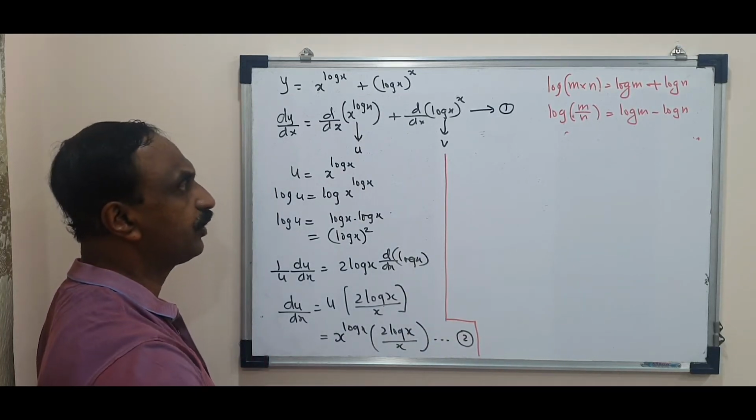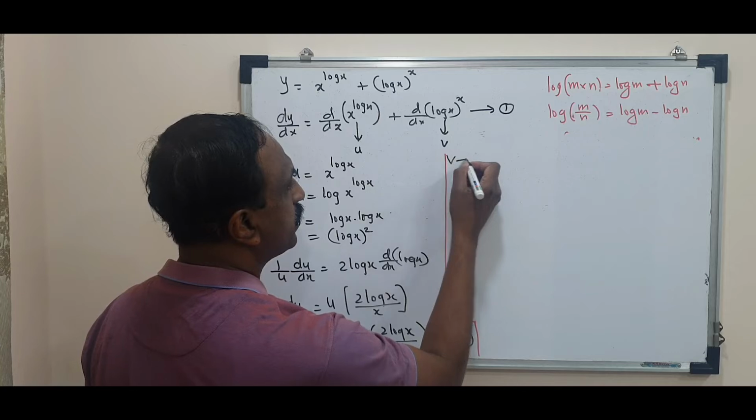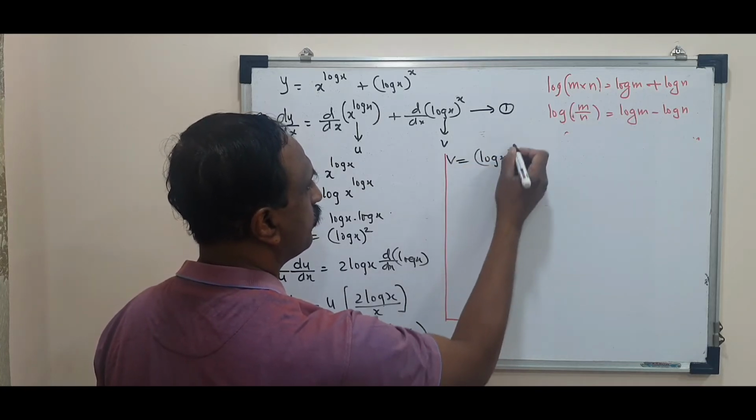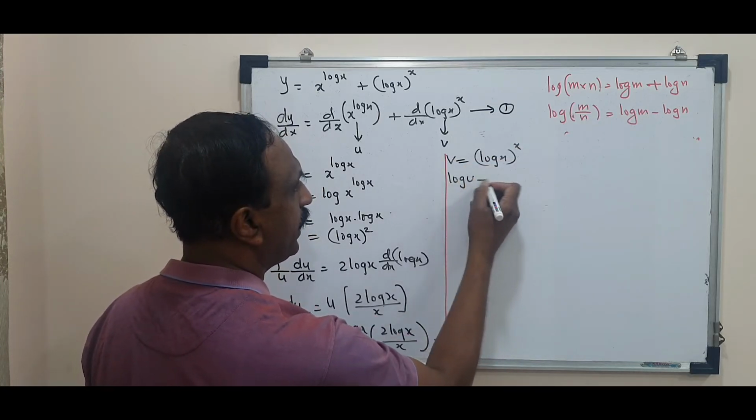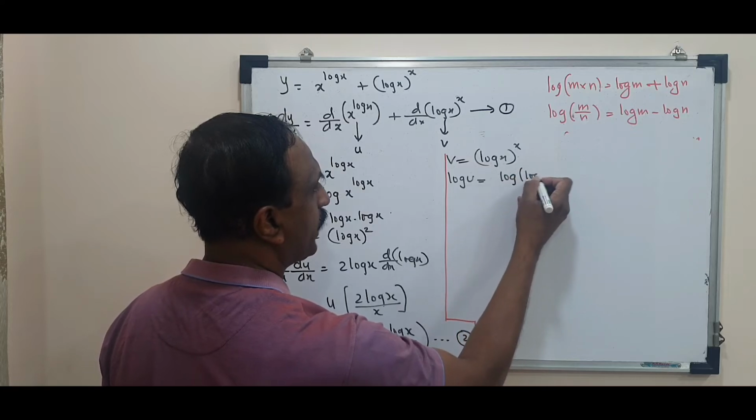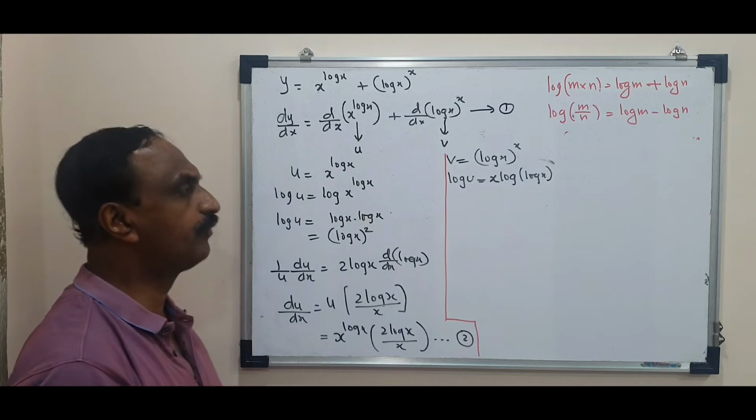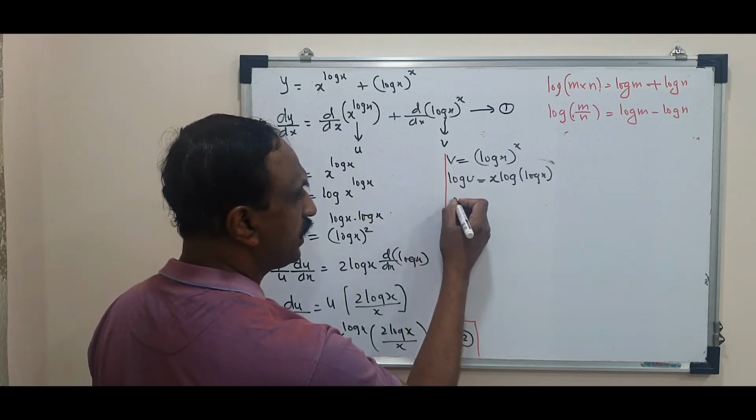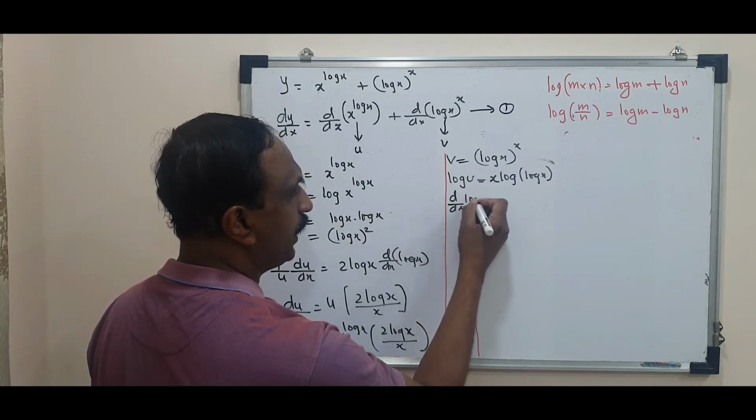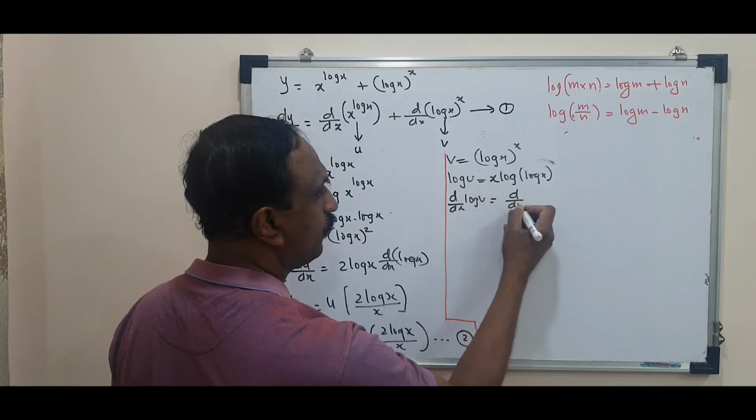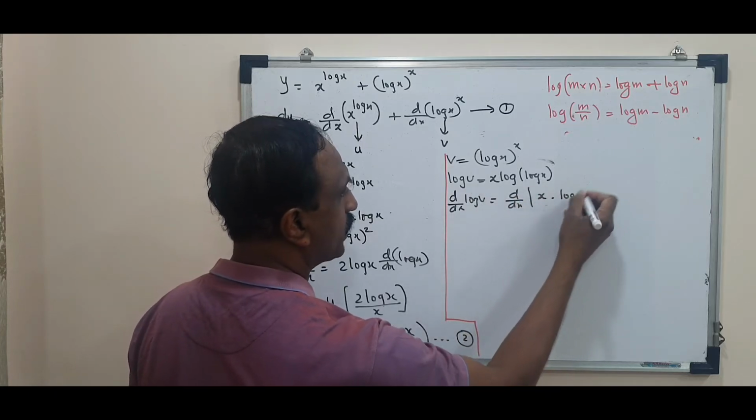So let's take the derivative of v. v is log x raised to x. So log v is log of (log x) raised to x, which I'll write as x log of log x. Now when you differentiate this, d by dx of log v is d by dx of x times log of log x.